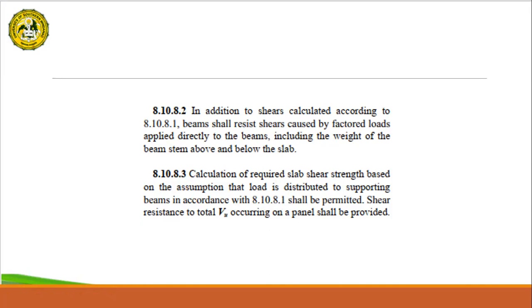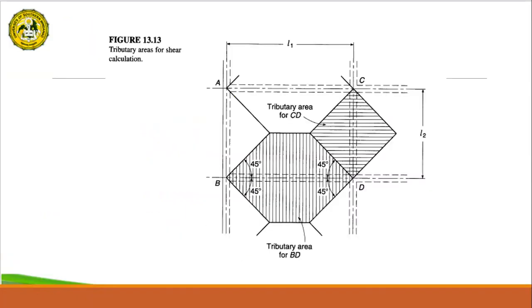So shear resistance to total Vu occurring on a panel shall be provided. So ito na yung sinasabi ko kanina na there should be a shear resistance to the total Vu. So ang ating shear design strength should be greater than the Vu in order to resist the punching shear. Then we have here figure 13.13 showing the tributary areas for shear calculation.